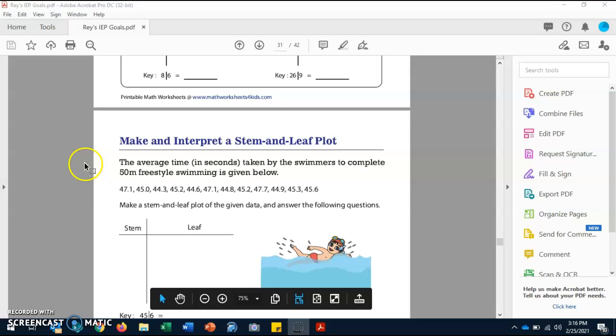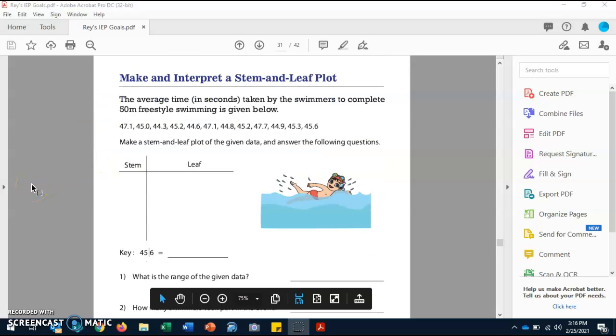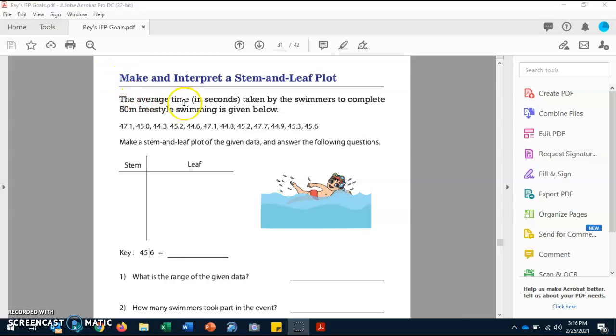Do not forget to write your name on the top and the date. And it says the average time in seconds taken by the swimmers to complete 50 meters freestyle swimming is given below. So we have our data set of numbers here. Then it says make a stem and leaf plot of the given data and answer the following questions.